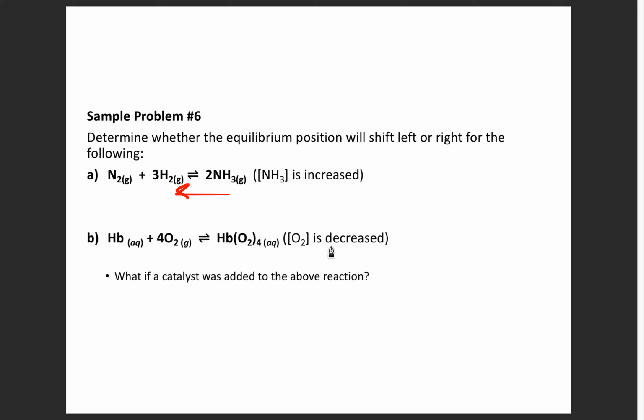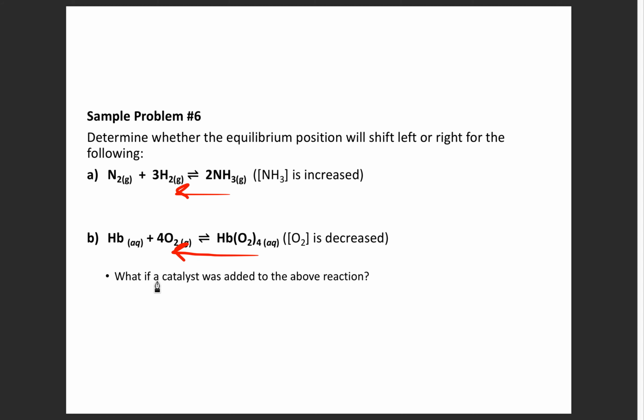When O2 is decreased, since we decreased it, we don't have enough of it. So in order to reestablish equilibrium, you've got to shift left. That's the only way you're going to be able to reestablish equilibrium. You've just taken away some O2, you decreased the O2. So now you're short O2, which means you've got to make more of it. So it's going to shift this way to make more to reestablish equilibrium.